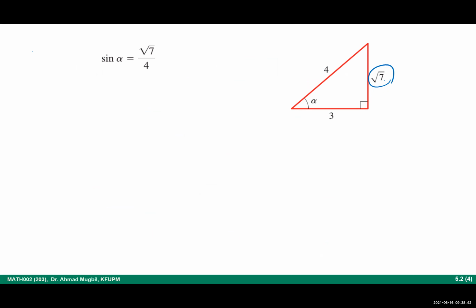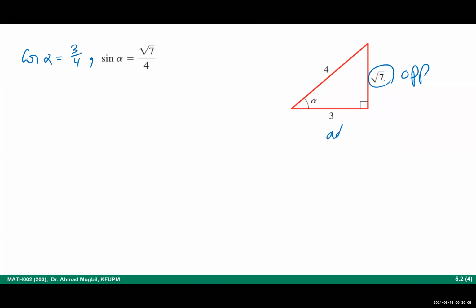Now what was cosine before? Cosine alpha was 3 over 4. Now if we have these two ratios, ya Shabab, we have everything. What will tan be? Tan will be sine over cosine, by the way. It is better to understand it this way: opposite over adjacent. So tangent will be square root of 7 over 3.